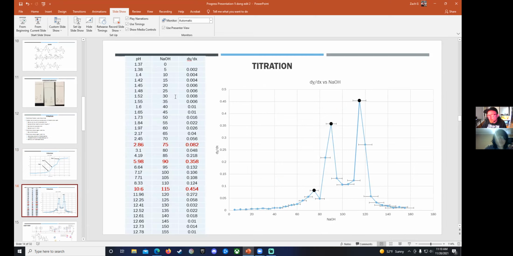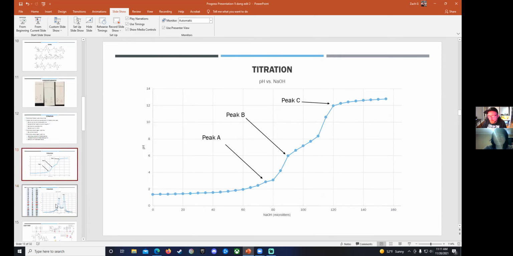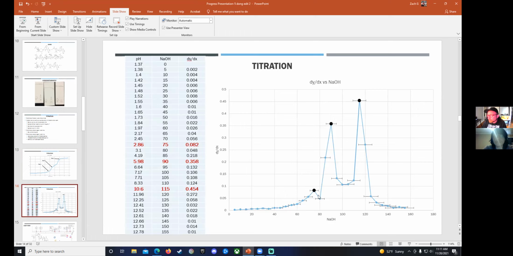We took the derivative of our data, and sure enough, we found boom, boom, boom. We found 3 peaks. This is peak A, this is peak B, and this is peak C. This helped validate that our hunch from the first slide was correct, that we did in fact have 3 peaks. Those can be shown here. I just marked those in red so that they're clear.